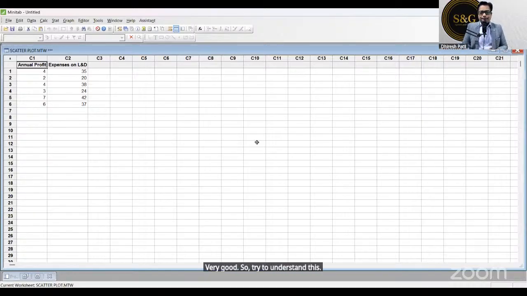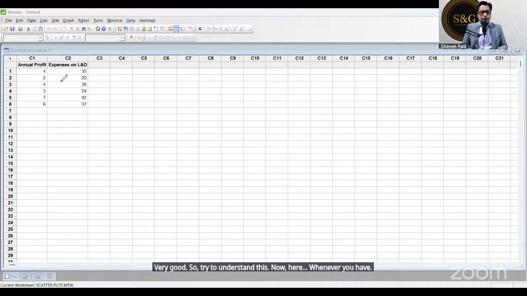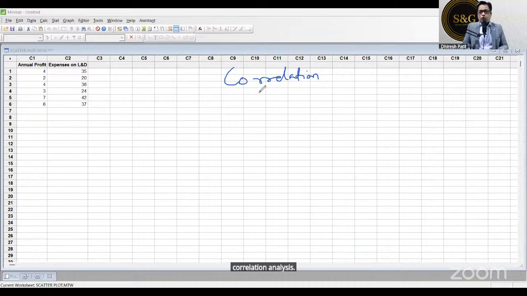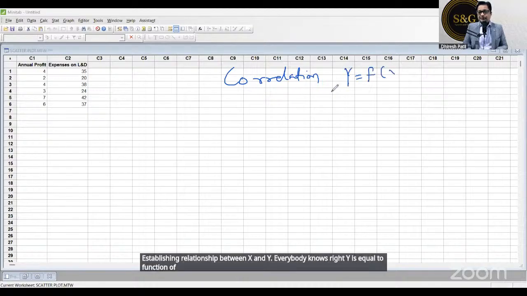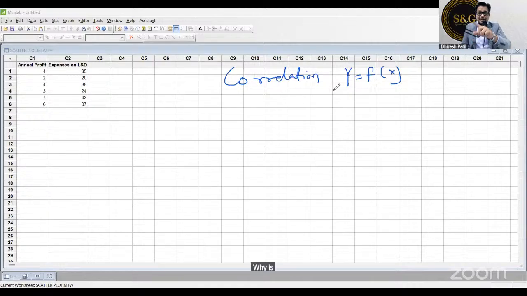Now here, whenever you have two variables which are continuous in nature, which can be measured on a continuous scale, you can use this correlation analysis. Correlation is nothing but establishing relationship between x and y. Everybody knows, right? Y is equal to function of x. Y is depending on x.